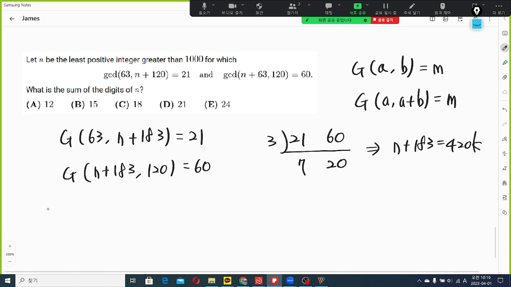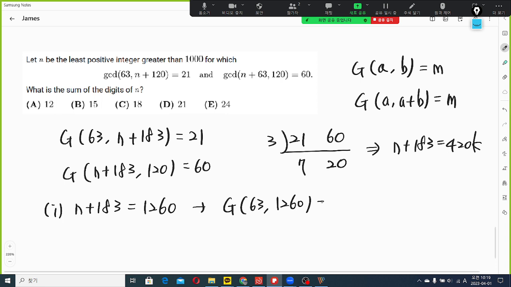So if this value is equal to 1260, in this case, the GCF between 63 and 1260 is just 63, not 21, because 1260 is a multiple of 63. But the condition is that the GCF should be 21, so that's not the case we want.